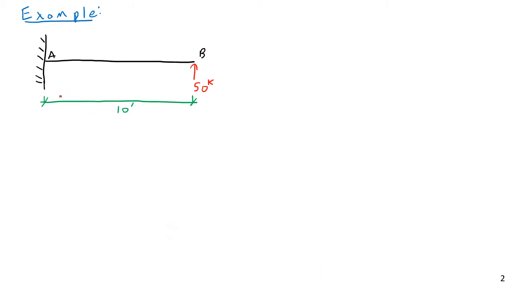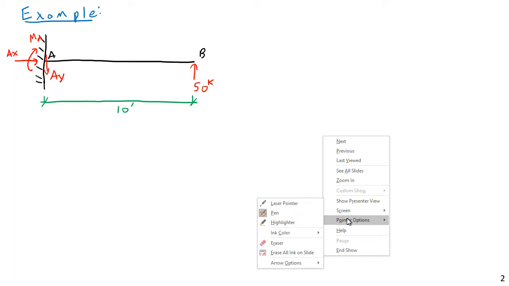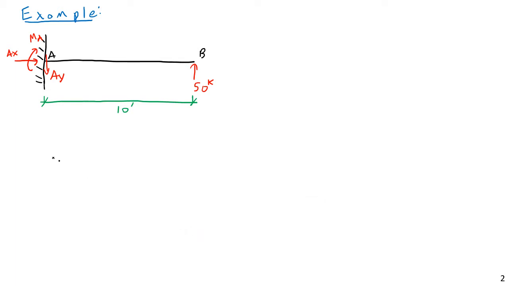And so the reactions on this thing, we're going to have an AX, which will be equal to 0. We can solve for that, but that's fairly straightforward. We're going to have MA and AY. And these reactions should be hopefully fairly trivial to get. So, solution.